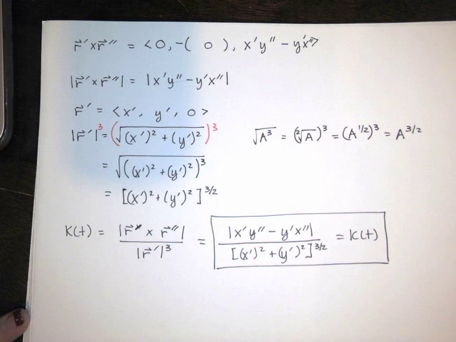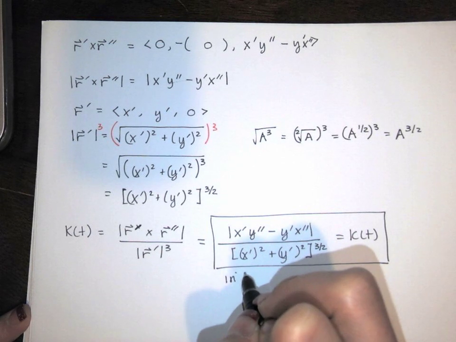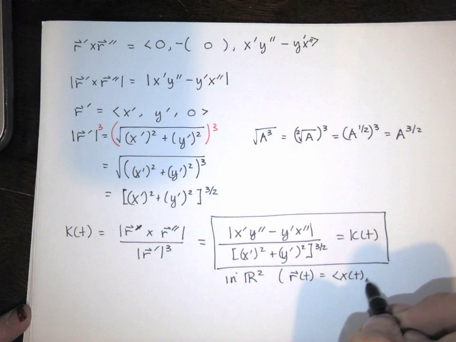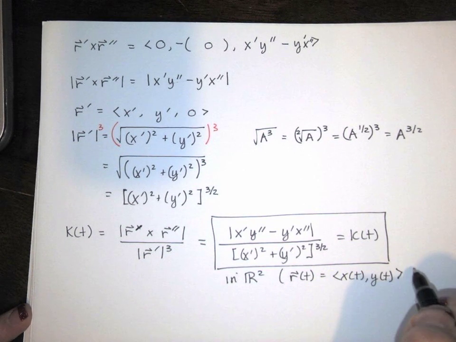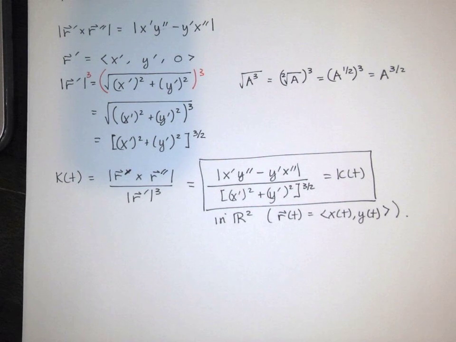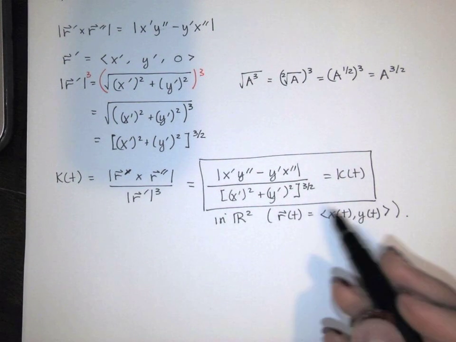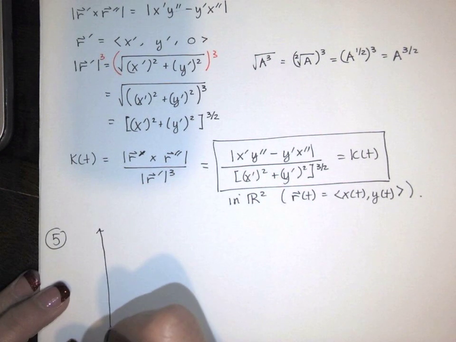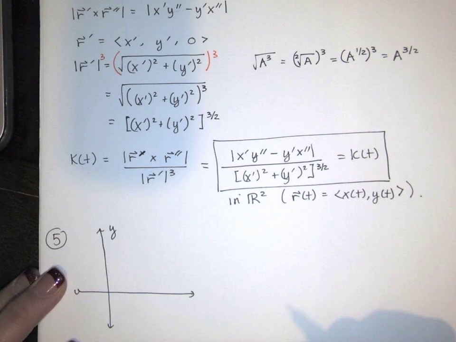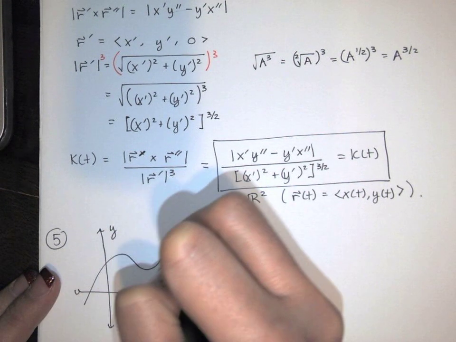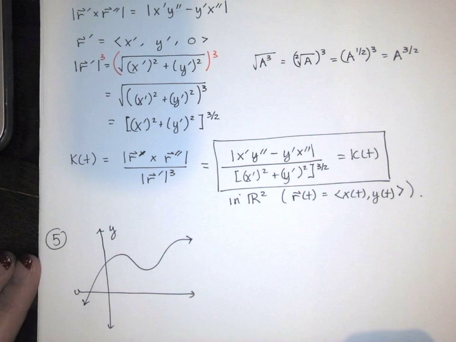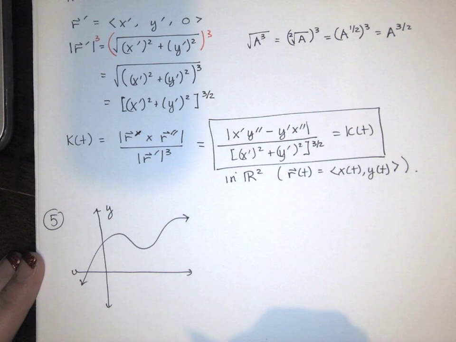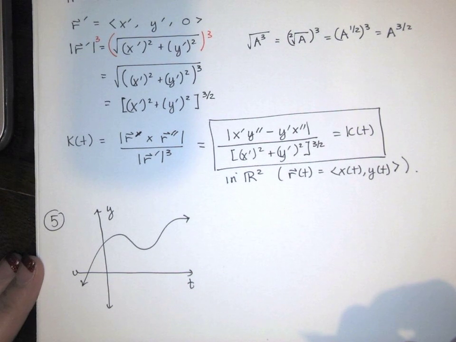So this is what we might use for curvature if we're in R2 where r has components x of t and y of t. Now our last formula for curvature, so this is our fourth, our last formula for curvature comes from looking at a curve in the xy plane and trying to find its curvature. If you have y as a function of x. Now to make things easier on myself, rather than thinking of y as a function of x, I'm going to think of y as a function of t, but it's the same thing.